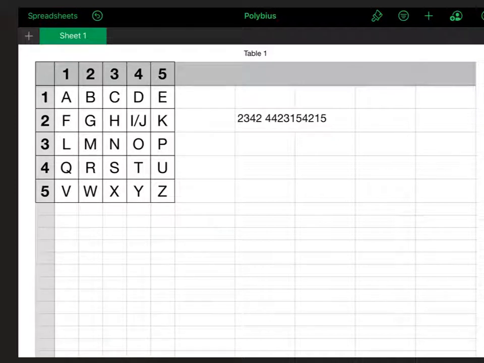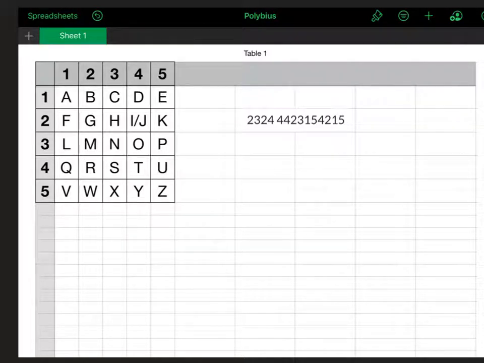So if we were to take the letter P, then we would first of all read across, so we would find that P is on row 3, and then we would read up to where we find P, and it's in 5, so that would mean that our number pair for that letter would be 35. So this time our message is going to be in numbers rather than in text.